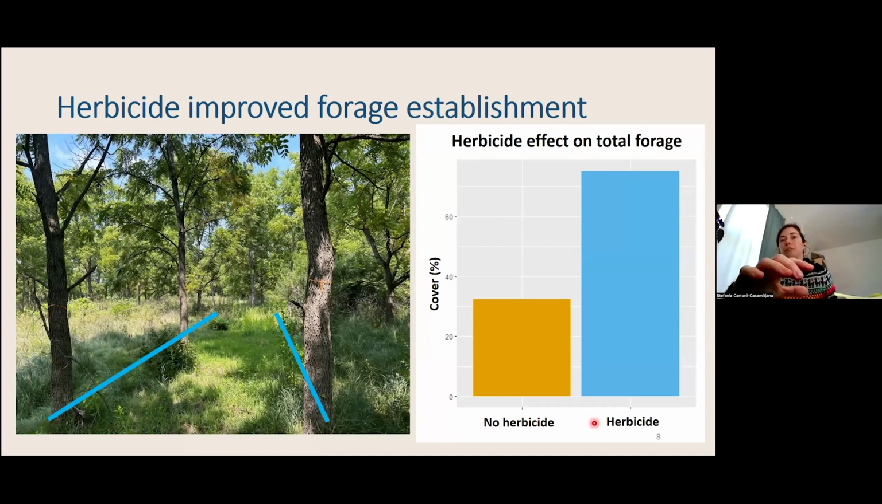And here in this graph it is very clear, and not really surprising. We measured the cover of forage grass in the area where we used herbicide, and we reached around 80% of grass cover. And in the area where we didn't use herbicide, we reached around 50% of grass cover.